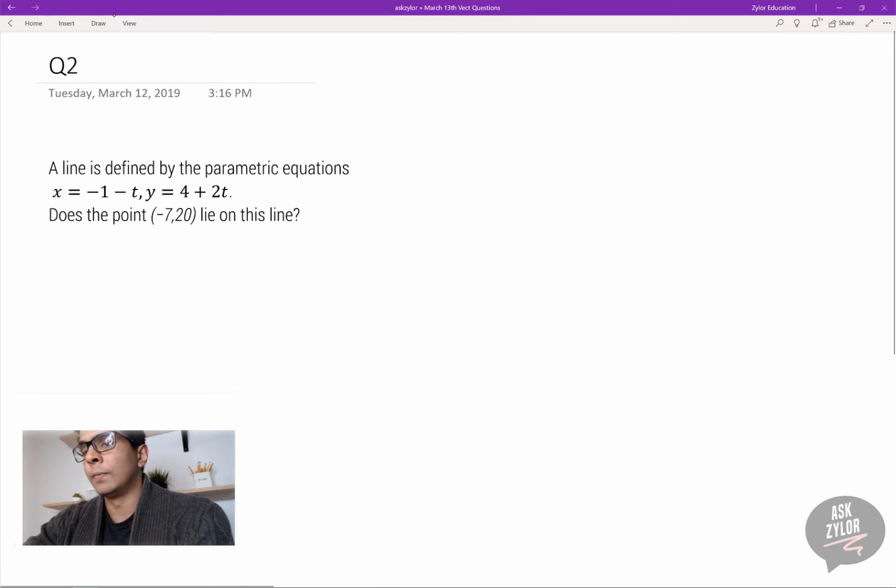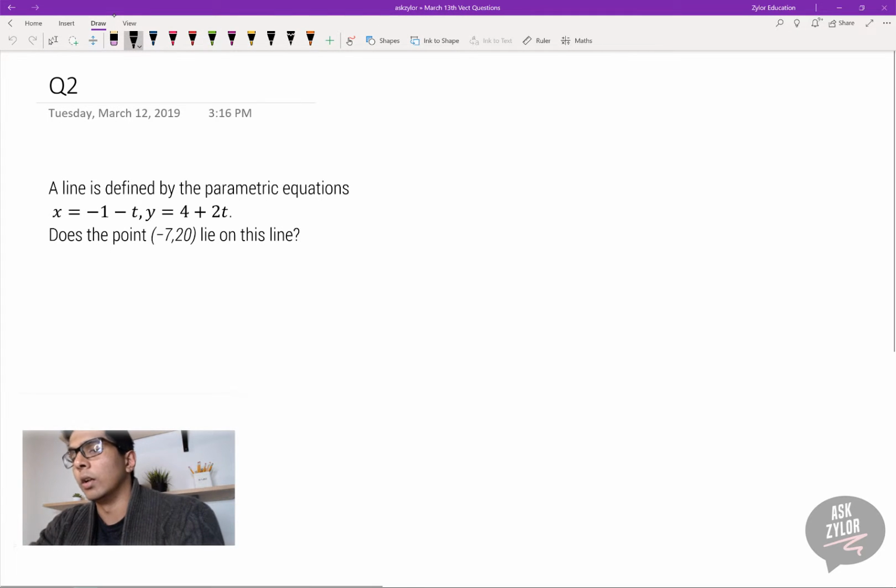So it's another knowledge-based question. What we need to do is plug in the point negative 7, 20 into each of these equations and then compare what the t value is. My parameter t is going to be the relation between my x and y values. That means if my t values are different when I plug the points in, the point is not going to be on the line. If my t values are the same when I plug my values in, that means that point is on the line. So what do I mean by that?